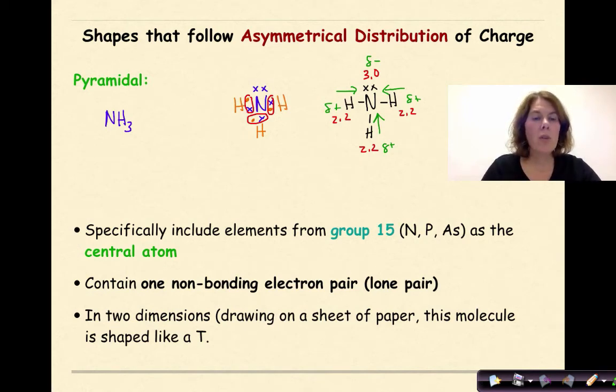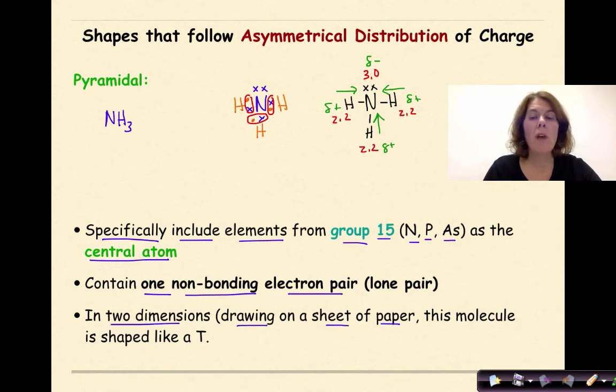This situation will specifically include elements from group 15, including nitrogen, phosphorus, and arsenic as your central atom, containing 1 non-bonding electron pair on your central atom. In 2 dimensions, like drawing on a sheet of paper, this molecule is shaped like a T.